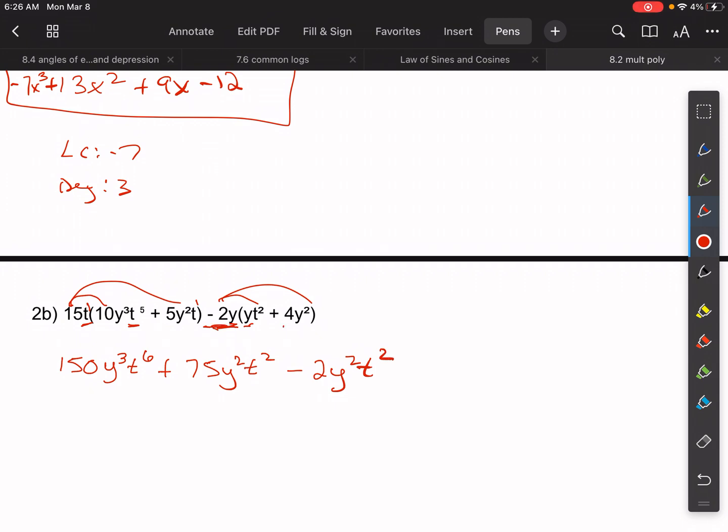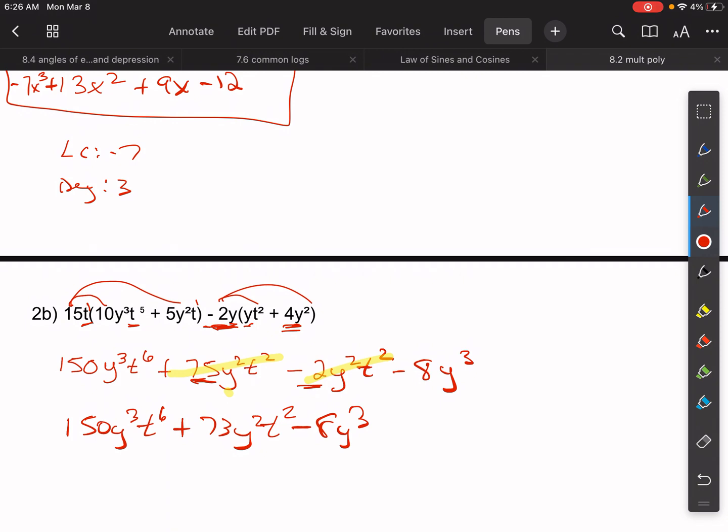Okay, and then negative 2 times 4y squared, negative 2y times 4y squared, I should say, is negative 8y to the third. Okay, now I'm looking for like terms, remember. And what I see here is that this term and this term have the same variables, same exponent, same degrees. So since they're the same variable with the same exponent, I'm going to combine them. So I'm going to leave the 150y to the third, t to the sixth. 75 minus 2 gives me 73 y squared, t squared, and then minus 8y to the third. And that is example 2b.